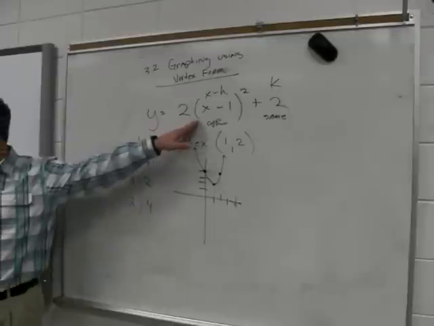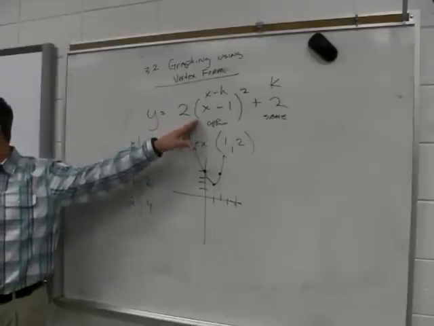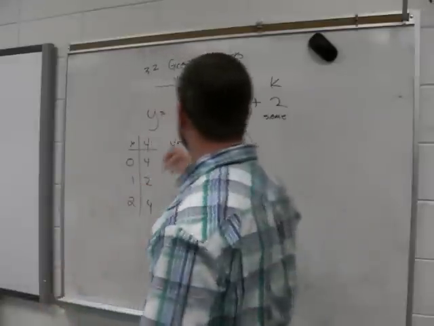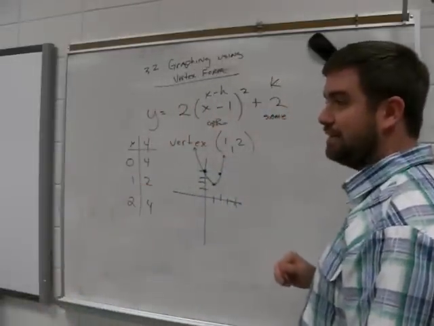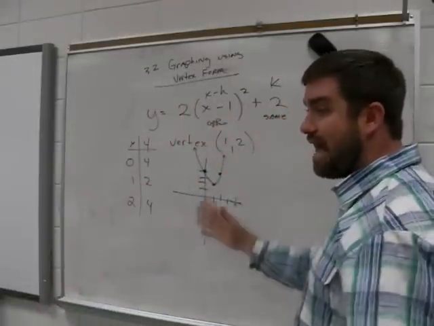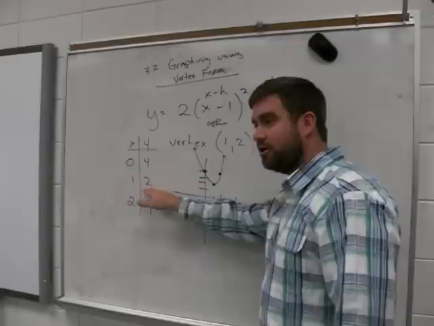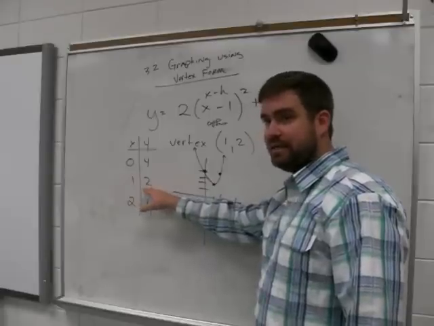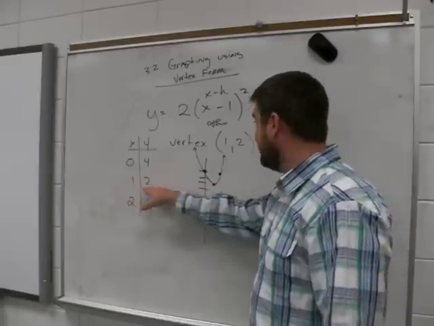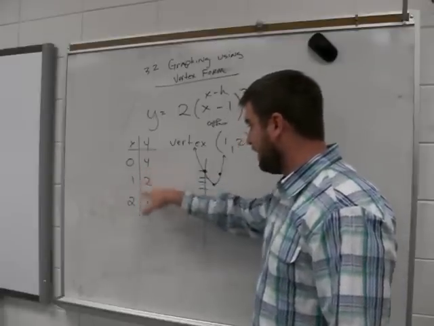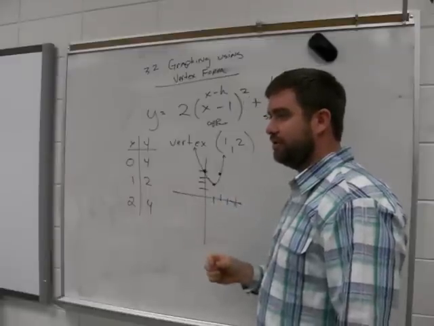Okay? So let's summarize vertex form. First of all, they're going to give you the vertex. You're going to easily be able to identify the vertex. In this case, it's positive 1, positive 2. You find the vertex, you're halfway there. You write your t-chart just like we did yesterday, just like we did Monday, just like we did Friday after the test. And you find 1 point to the left and 1 point to the right. And you're home free.